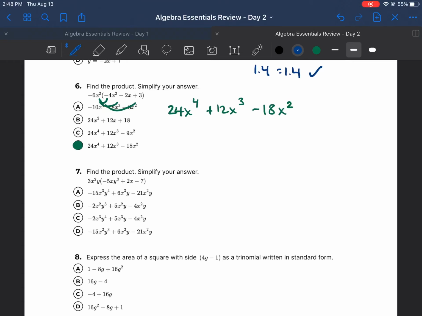So 3x squared y times negative 5xy to the third, we would get negative 15x to the third, because remember, if you don't see an exponent, it's an implied 1. So adding the 2 and the 1 together for the variable x gives us x to the third. And then y to the first times y to the third would give us y to the fourth, adding those exponents. Then for the next term, 3 times 2 would give us 6. We're going to have x to the third, and then y. And for our last term, 3x squared times y to the first times negative 7 would simply be negative 21x squared y. And that would be answer choice A.